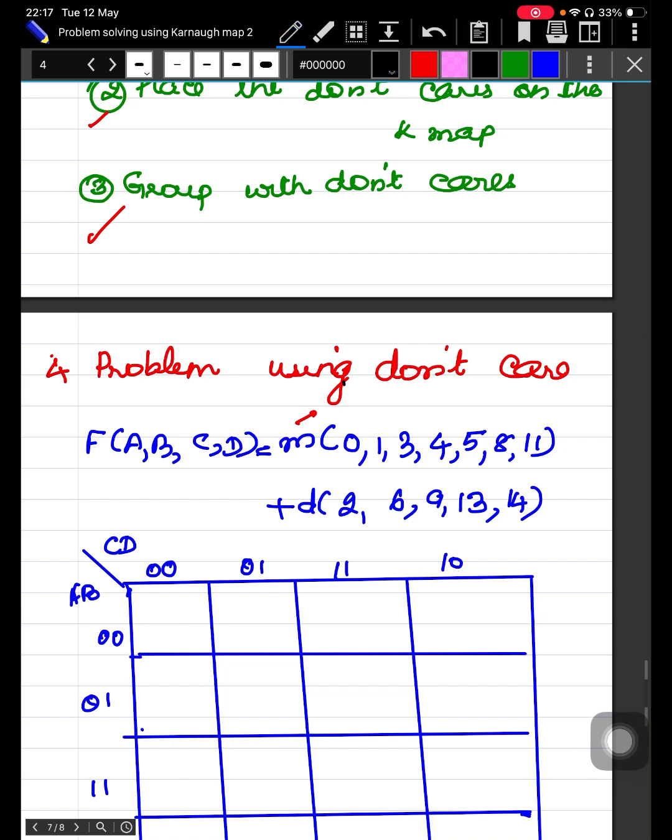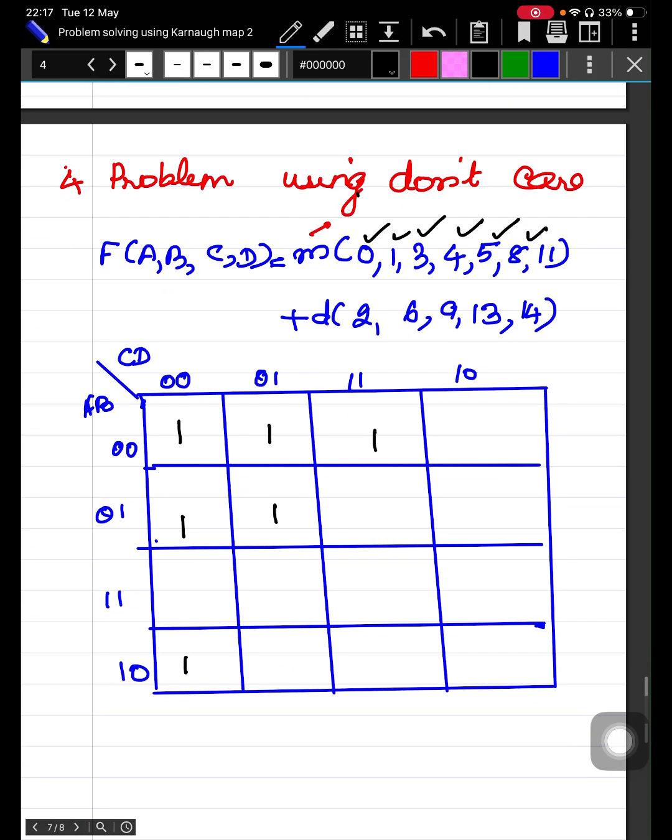I'll take the black. Zeros, first term is 0: 0 0 0 0. 1: 0 0 0 1. 3: 0 0 1 1. 4: 0 1 0 0. 5: 0 1 0 1. 8: 1 0 0 0. 11: 1 0 1 1, right? Now I have to plot the don't cares. As I said, a don't care will be indicated by the letter X, right? So 2, 0 0 1 0 is a don't care, X. 6, 0 1 1 0 is a don't care. 9, 1 0 0 1 is a don't care, right? 13, 1 1 0 1 is a don't care. 14, 1 1 1 0 is a don't care. Is that clear? I plotted the don't cares here.